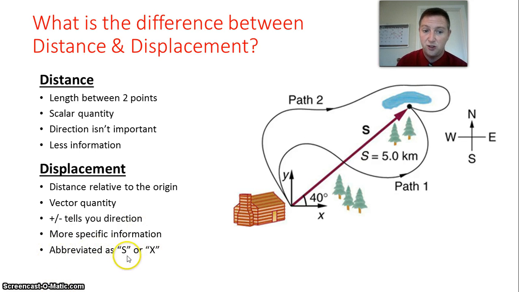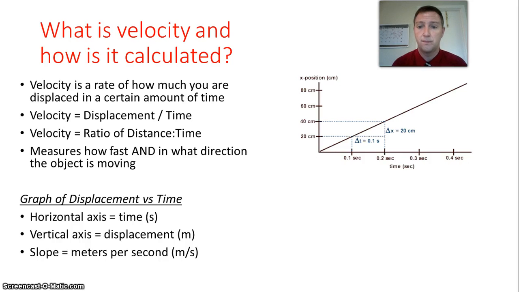Now, depending on the book, depending on the teacher, depending on the country that they grew up in, displacement is usually abbreviated either S, for the Latin spatium, or X, which is the unknown distance. Okay? D is for distance, so they can't use D because they both start with a D. So it's either abbreviated S, like it is here, or sometimes X, change in position. Cool?